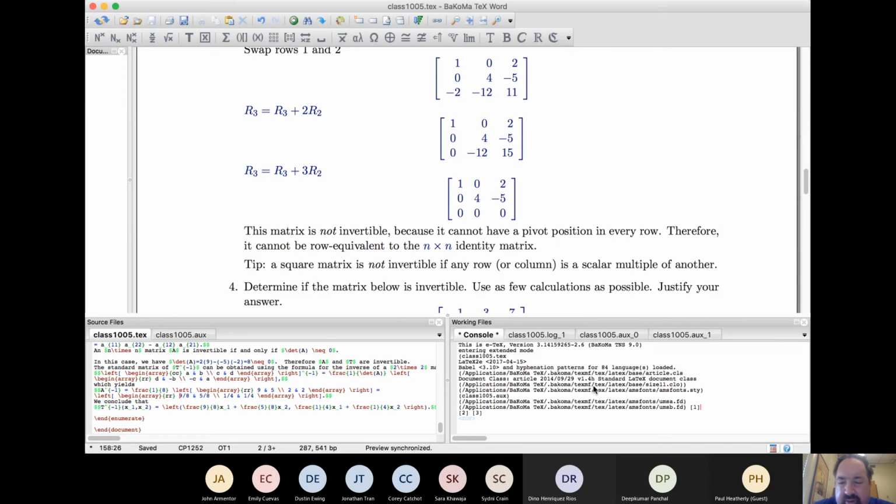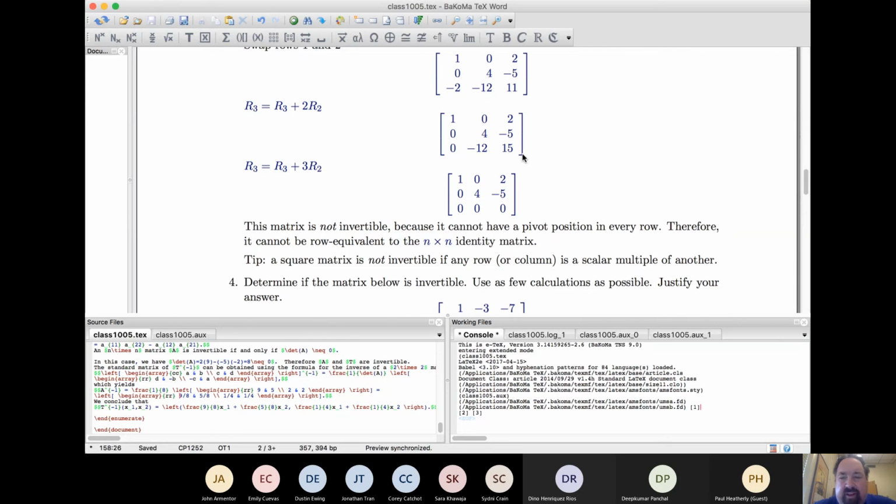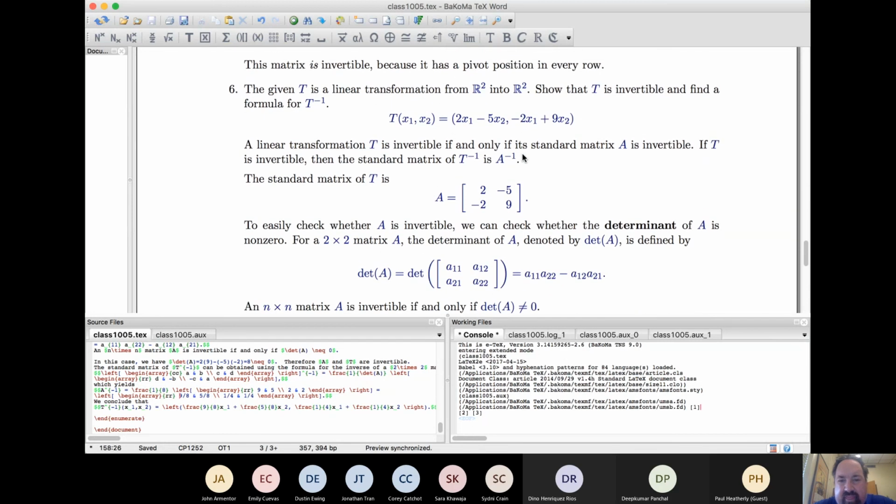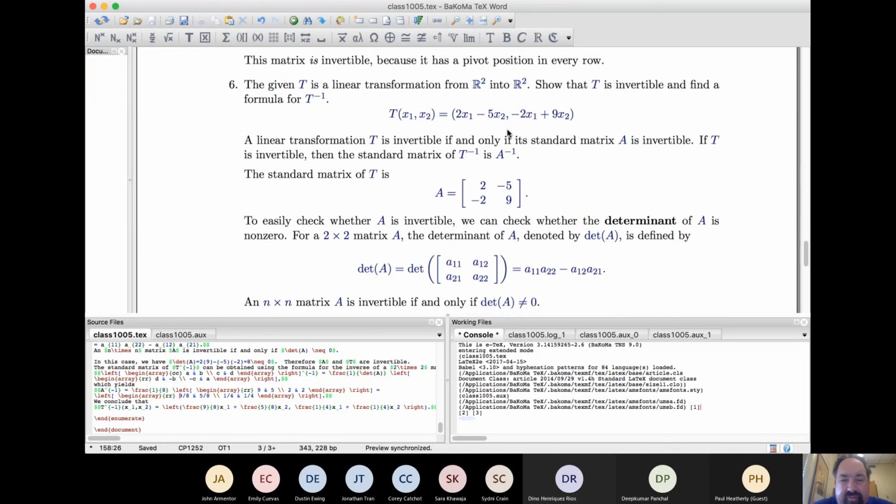Now you'll see this anyway when you look at the practice test. Since there's eight problems encompassing the whole chapter, the only one I chose from this section is a problem like this one, where you're working with the inverse of a given linear transformation.